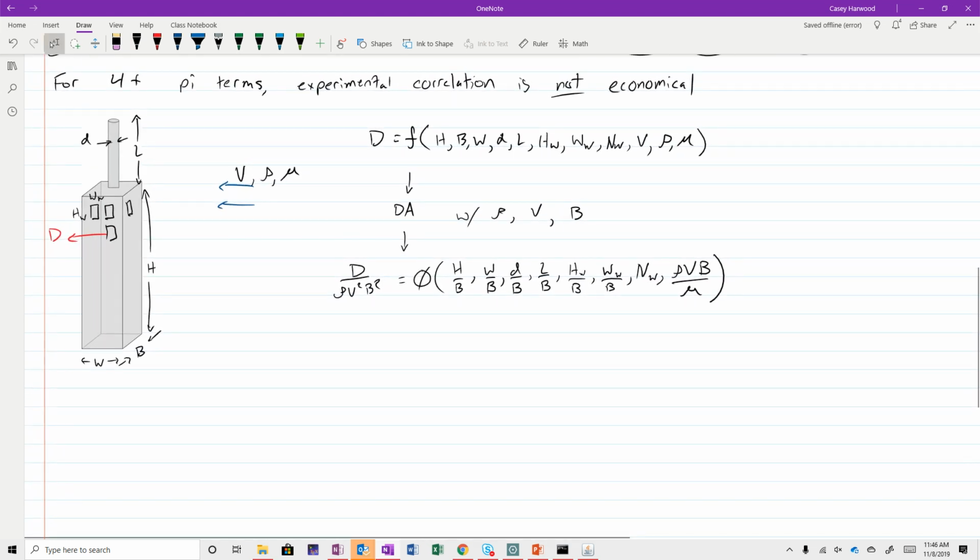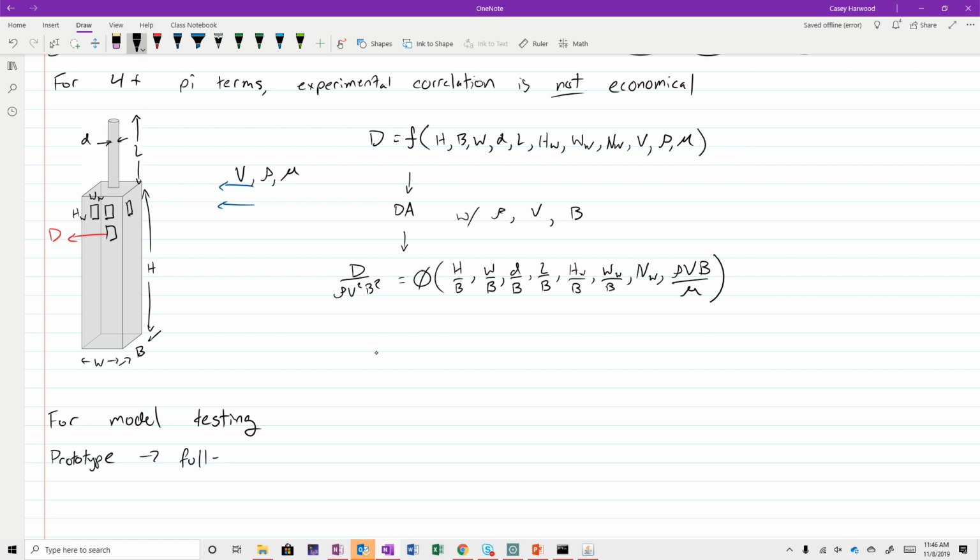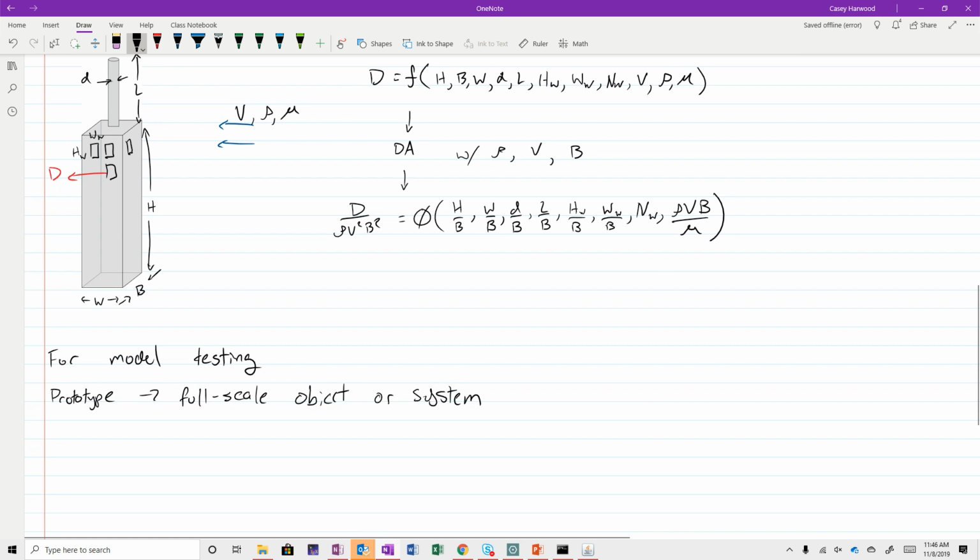So in this new frame, let's set up a little bit of terminology. For model testing, the prototype is how we refer to the full scale object or system. And then obviously our model is a reduced, or sometimes enlarged, version of that object.